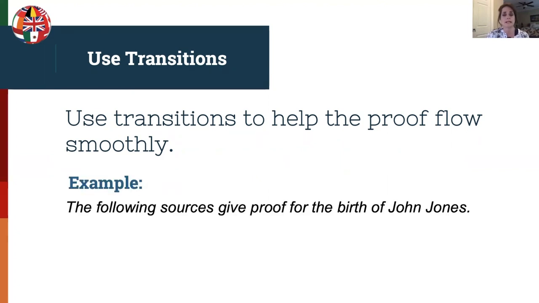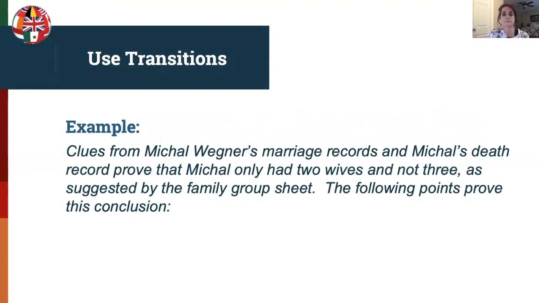Here is an example. The following sources give proof for the birth of John Jones. Nice and simple. This one's a little bit more involved. Clues from Michael Wegner's marriage records and Michael's death record prove that Michael only had 2 wives and not 3, as suggested by the family group sheet. The following points prove this conclusion.